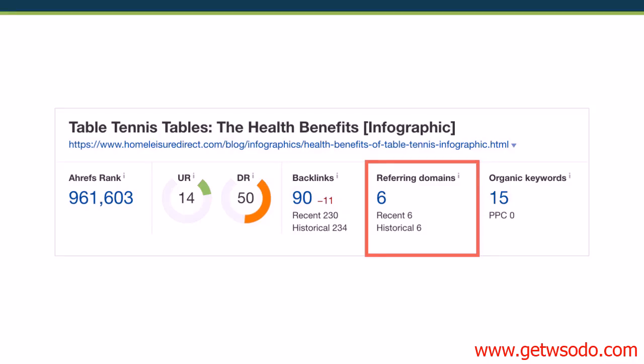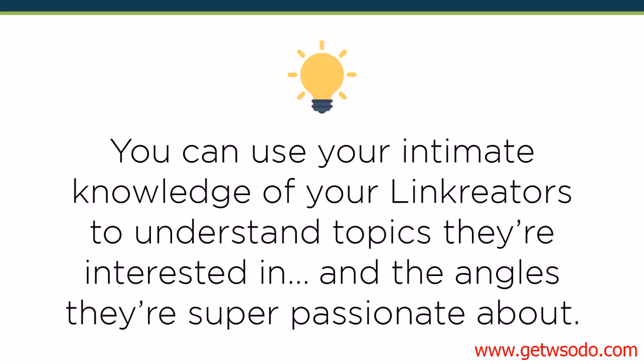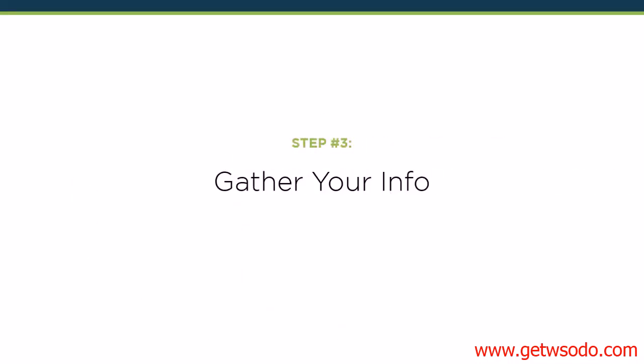Even though this SEO That Works graduate is in a super obscure niche, ping pong tables, his infographic generated a handful of quality backlinks from authority sites in the home leisure niche. And that's because these link creators love to share anything that legitimizes table tennis, which is exactly what this infographic did. The bottom line, the work you did in Module 1 will pay dividends now. You can use your intimate knowledge of your link creators to understand topics they're interested in and the angles that they're super passionate about.